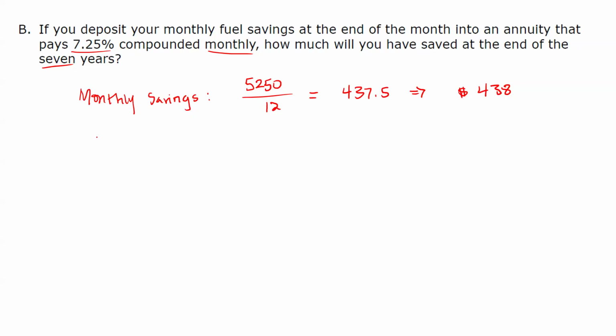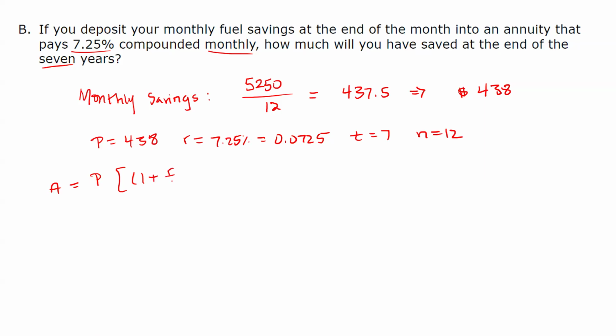So our P is going to be 438. Our R is 7.25%, which is 0.0725. Our T is 7 years, and our N is 12. The formula for the value of an annuity is P times the quantity 1 plus R over N, raised to the power N times T, minus 1, divided by R over N.